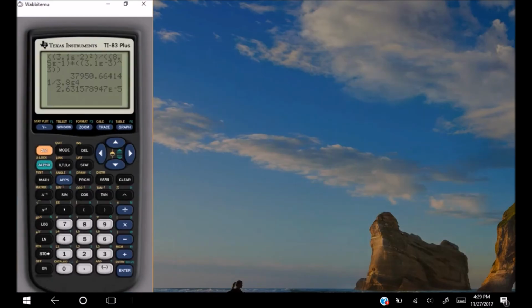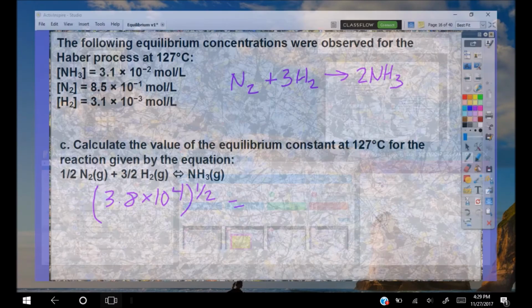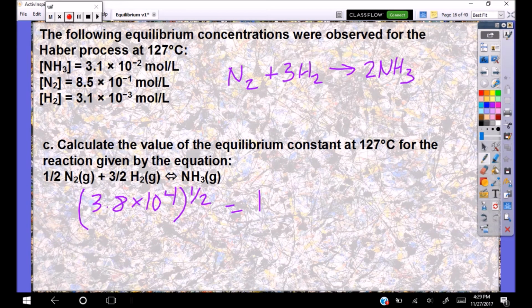So the square root of 3.8 e to the fourth, and we get 194.9. If we're doing that to 2 sig figs, it's 1.9. So this would be 1.9 times 10 to the second. So this is also 190. It's the same thing. Okay, pretty straightforward.